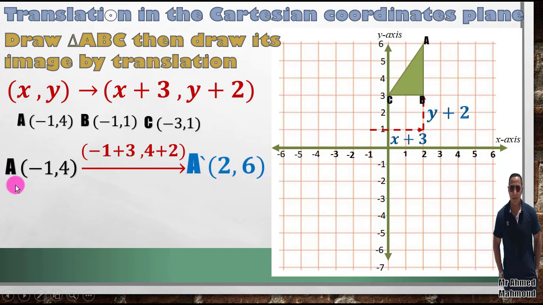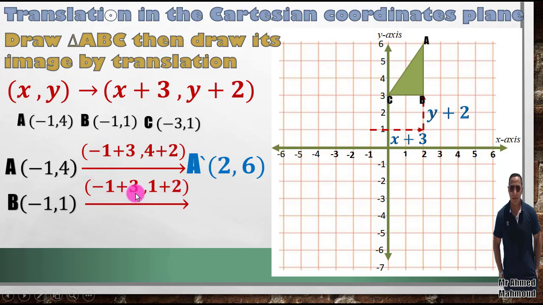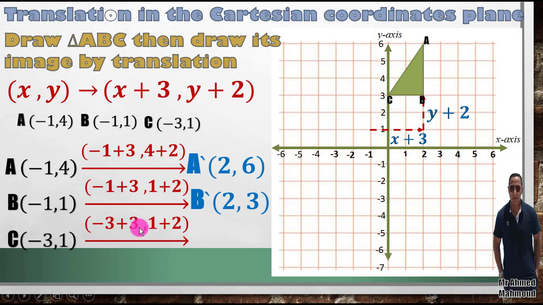And also B', B equals (-1, 1). So I'm going to add x + 3 and y + 2: negative 1 + 3 and 1 + 2. It gives me negative 1 + 3 equals 2 and 1 + 2 equals 3. So B' equals (2, 3). Finally, C equals (-3, 1). So I'm going to add -3 + 3 and 1 + 2. -3 + 3 equals 0, and 1 + 2 equals 3. So C' equals (0, 3).